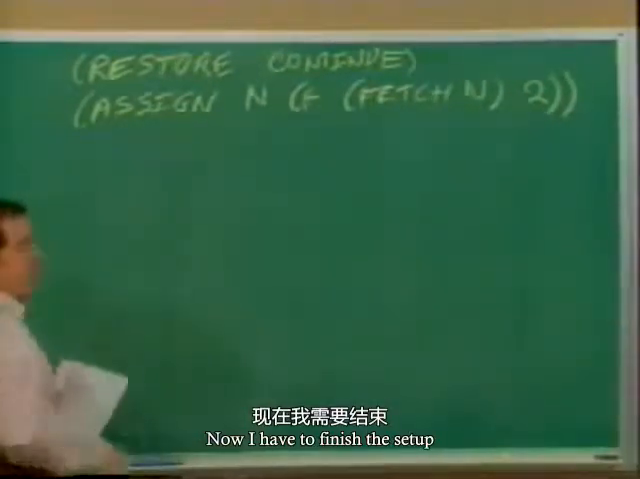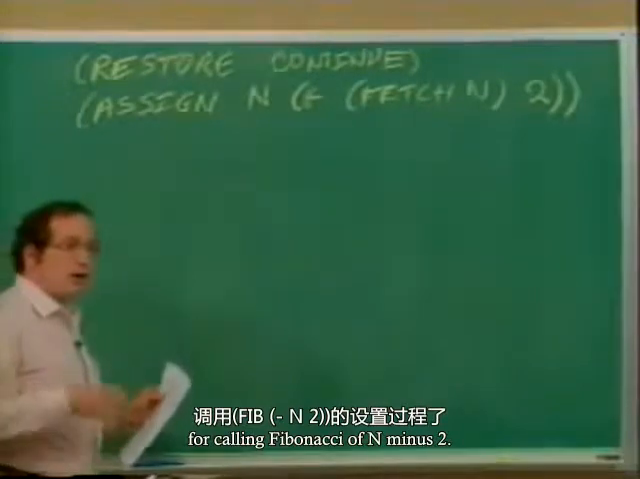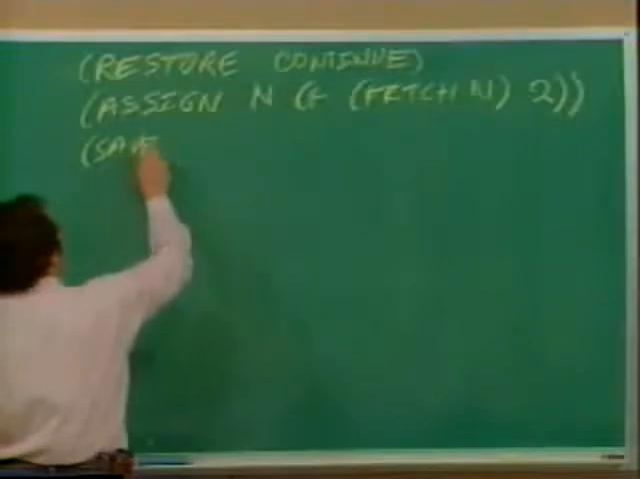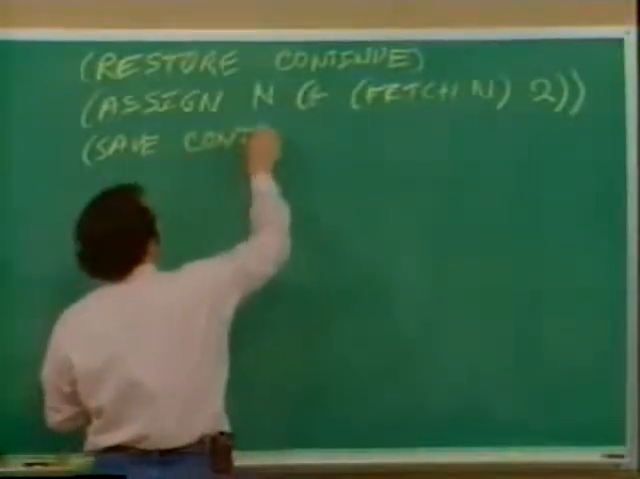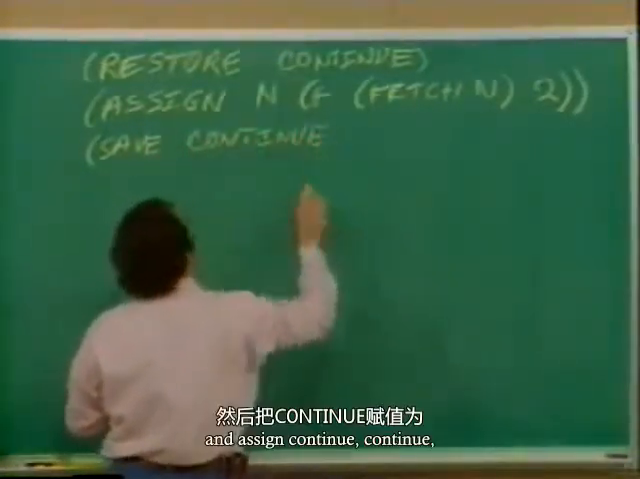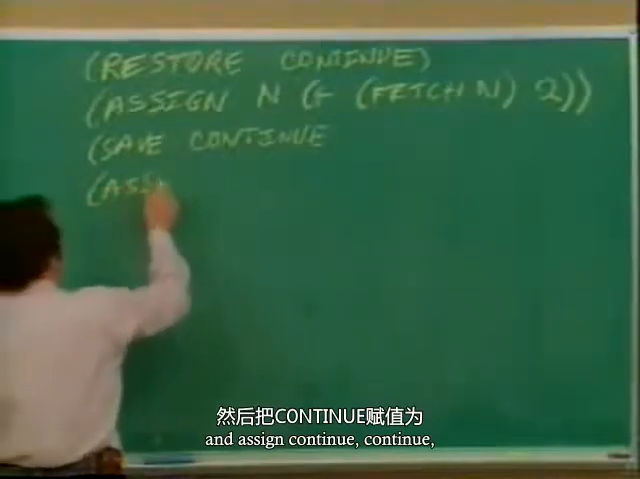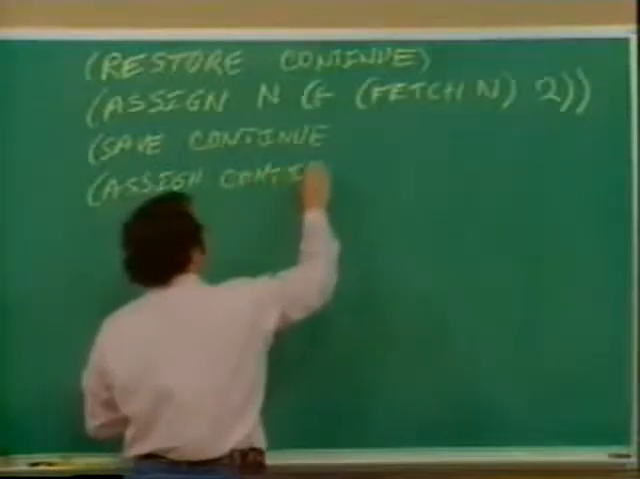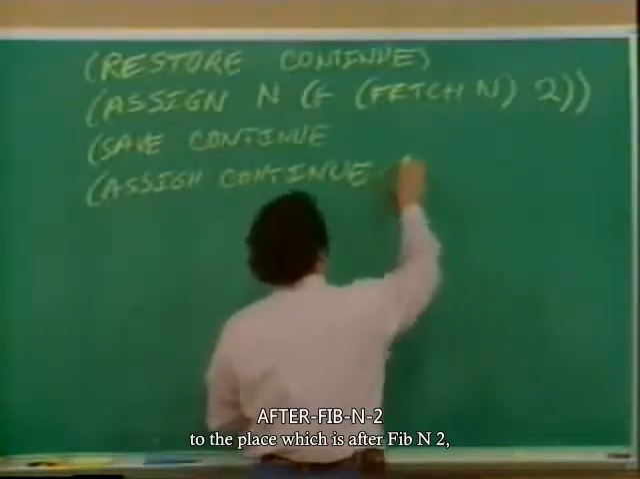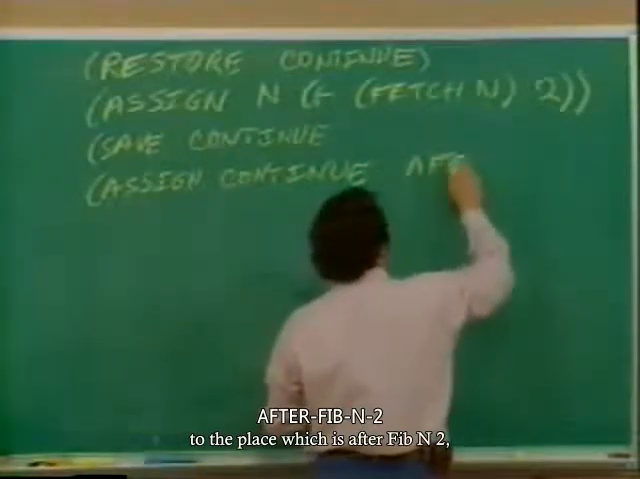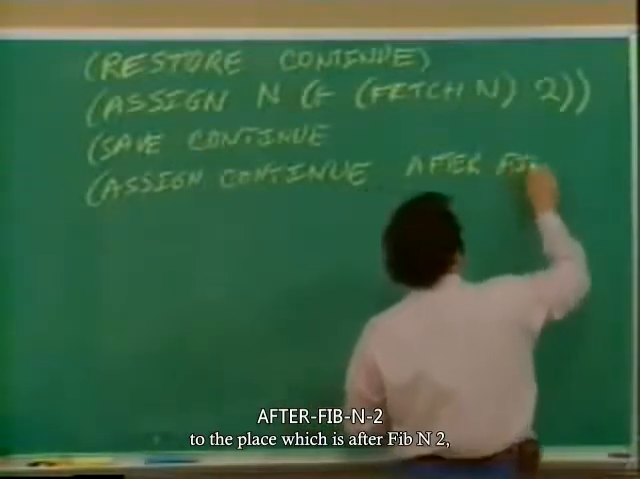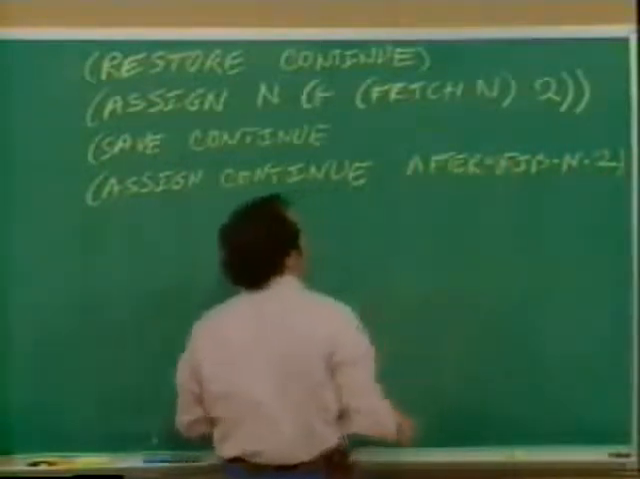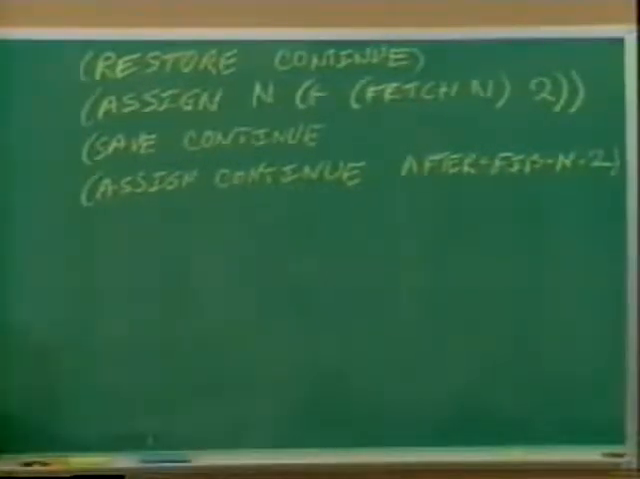Now I have to finish the setup for calling Fibonacci on n minus 2. Well, I have to save up continue. And assign continue to the place which is after fib n minus 2, that place over here somewhere.